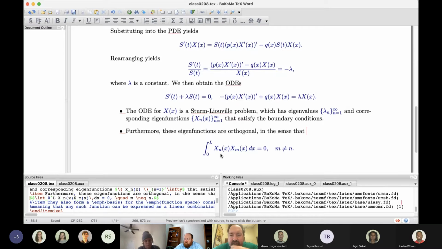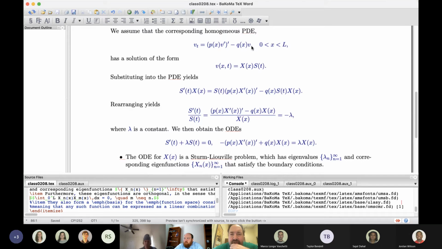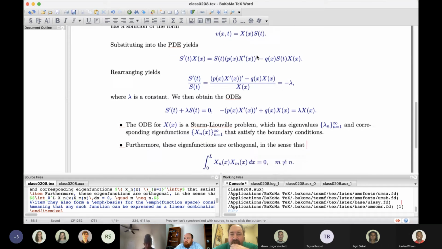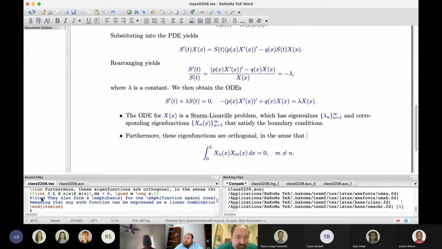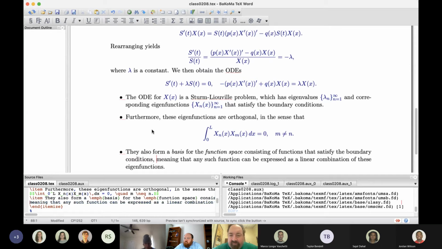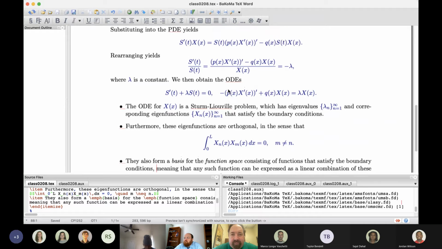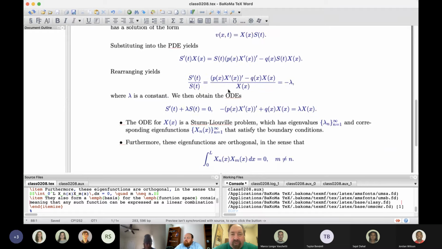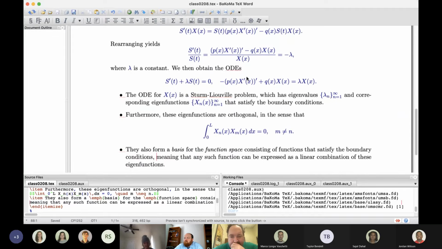So even though these solutions come from the homogeneous version of the PDE, they're still going to help us with the original non-homogeneous PDE. What I can do is take any linear combination of these, and these will give me solutions of the PDE that also satisfy the boundary conditions.